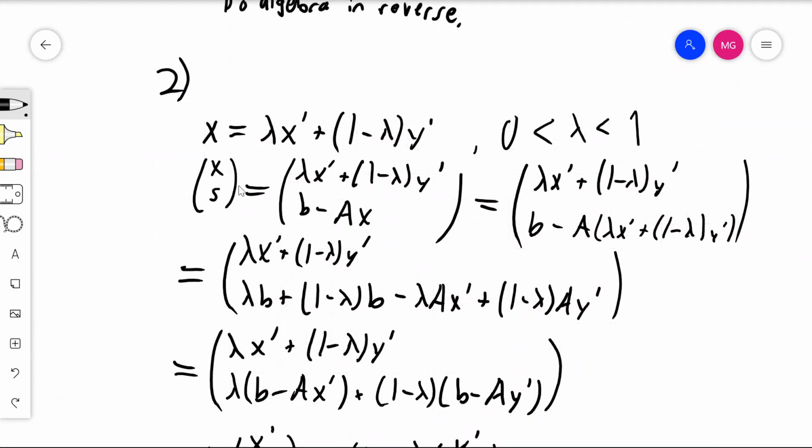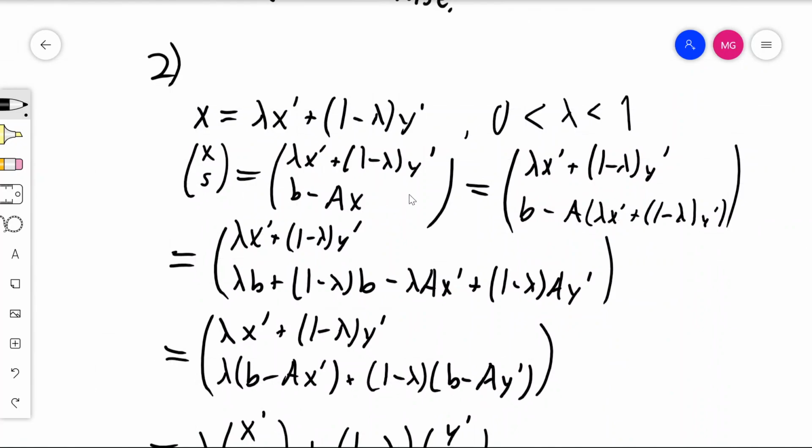And so then in turn, what is (x, s)? I know what x is. By definition, this is what it can be written as, so we replace x with that. And then s, we know that's b minus A times x. And again, we can just replace x with this lambda x prime plus 1 minus lambda y prime. So that's what's happening here: b minus A times that, for that bottom component part.